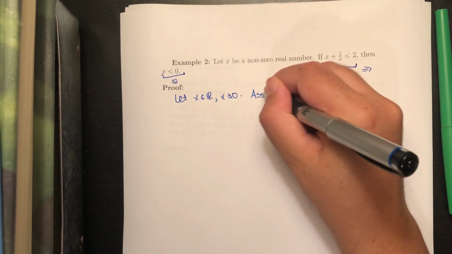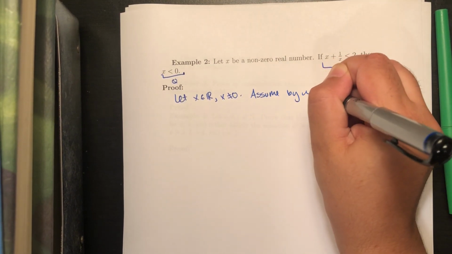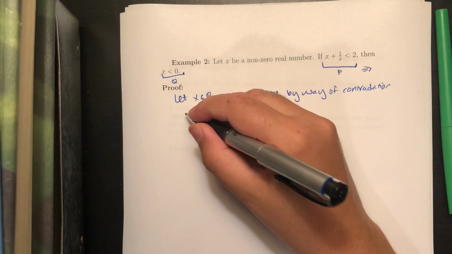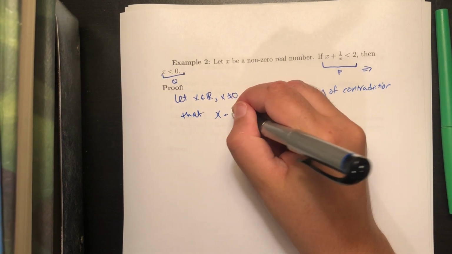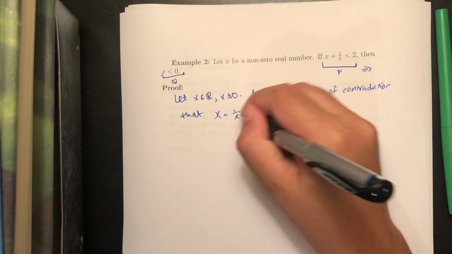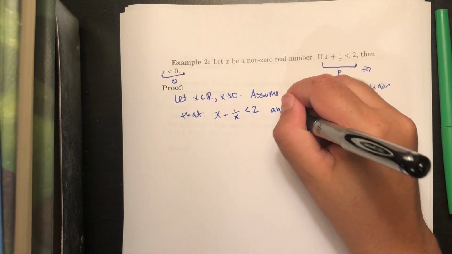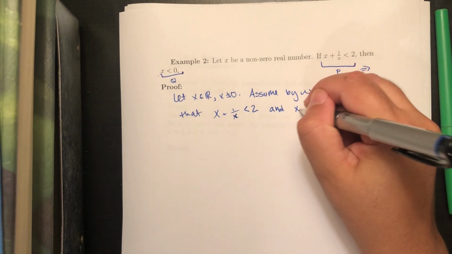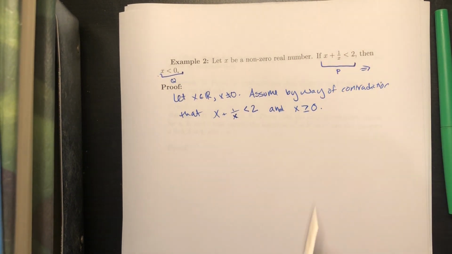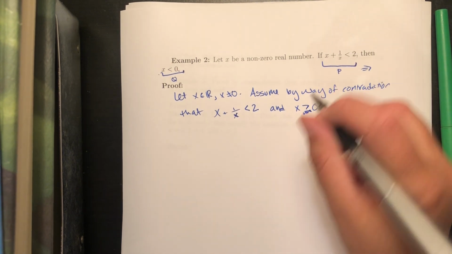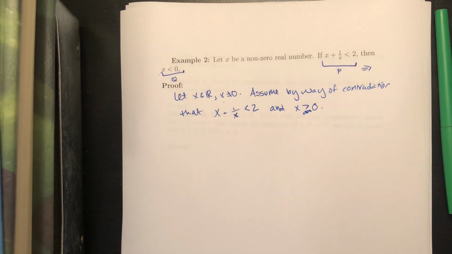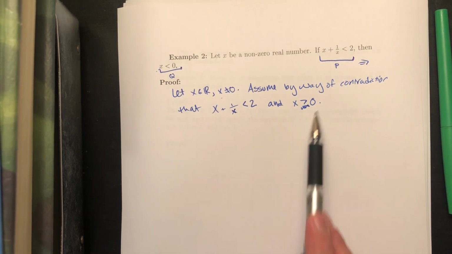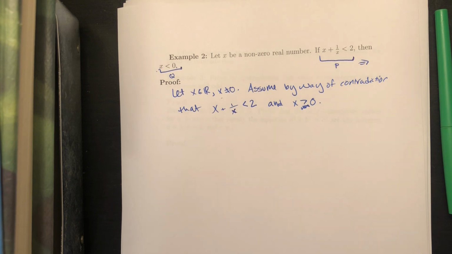So we say assume by way of contradiction that the hypothesis is true, that x plus 1 over x is less than 2, and that the conclusion is false, that x is not less than 0, which means x has to be greater than or equal to 0. Actually, it means x has to be strictly greater than 0, since we had assumed at the beginning that x is not equal to 0. So we're assuming by way of contradiction that x plus 1 over x is less than 2, and that x is positive, and we're going to find some kind of a contradiction here.